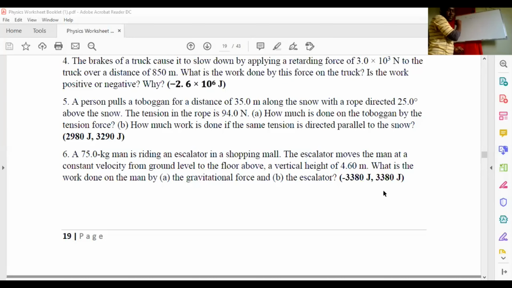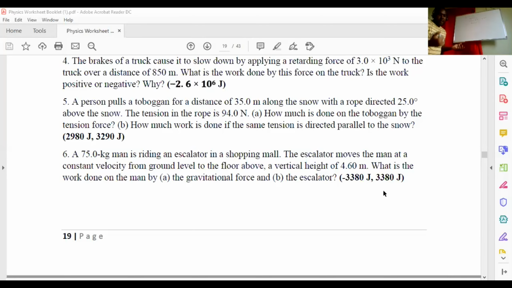All right, so in this case, it's 75. And we use a negative 9.8 to show that it's going down, times the distance moved, which is 4.6. Right? In that case, we get negative 3380 or 81 joule. Now, if you use 10 as g, then you get 3450 joule. So any one of those answers will be correct. So that's when it's gravitational.